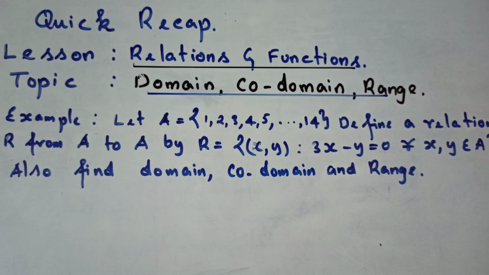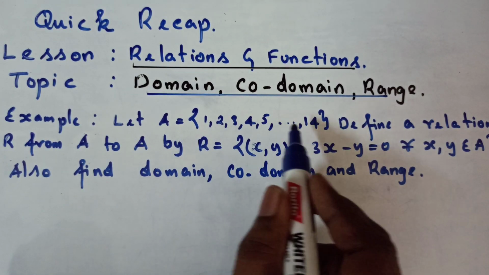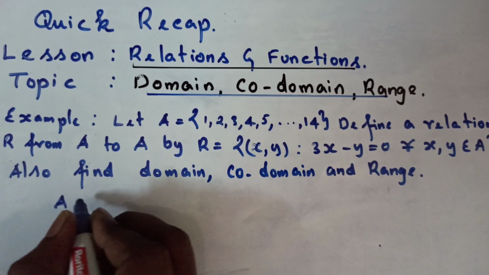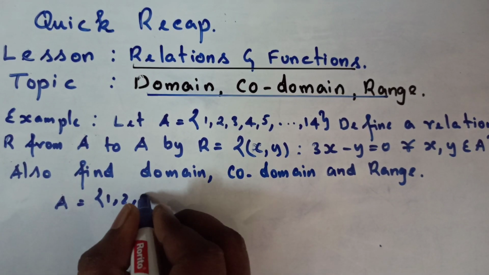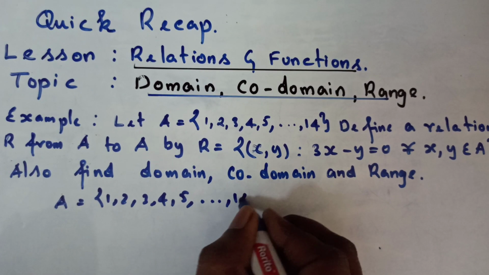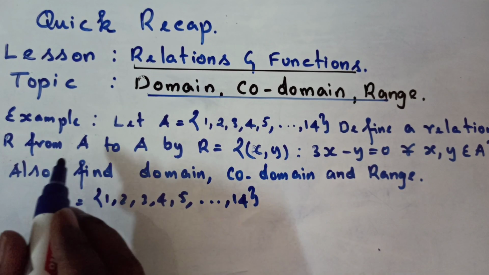When you read questions, don't rush and make careless mistakes. As you read the questions, collect the information and frame the same question in a way you understand it. Let A equal 1, 2, 3, 4 and it goes till 14. It means A equals 1, 2, 3, 4, 5 and it goes till 14. Next, define a relation from A to A.